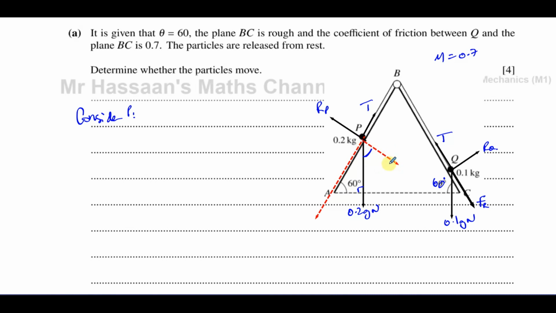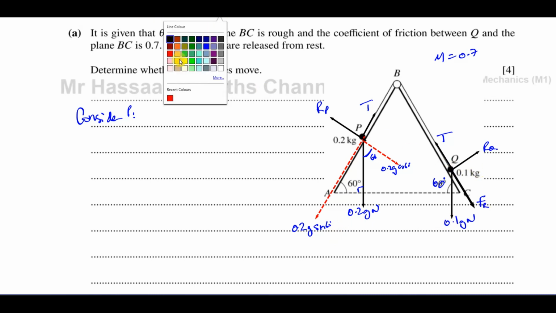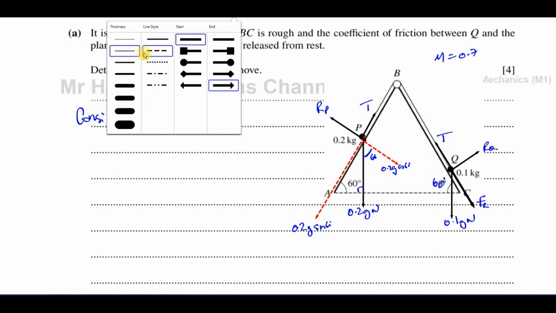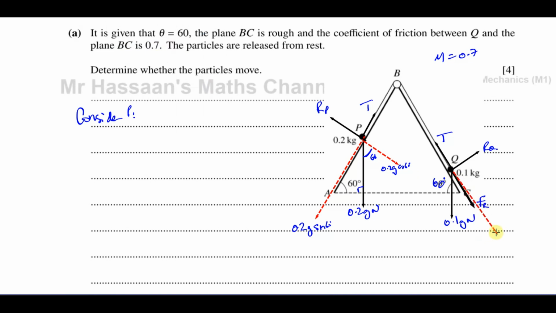And this is going to be the component of the weight, which is 0.2 G. This is going to be 60 degrees, so it's going into the angle cosine 60. And this will be 0.2 G times sine of 60. On this side, we're going to have the components of the weight down the slope and the component of the weight in this direction.